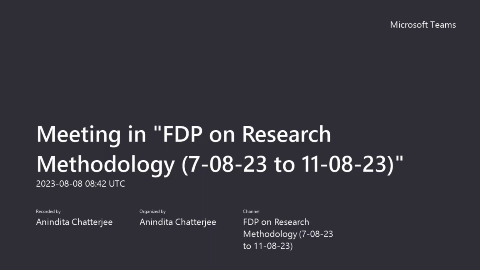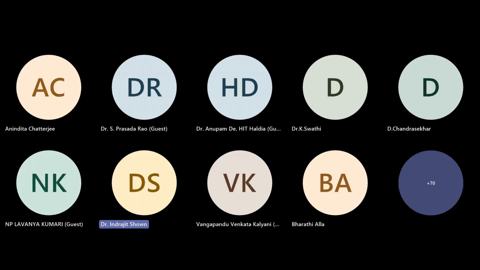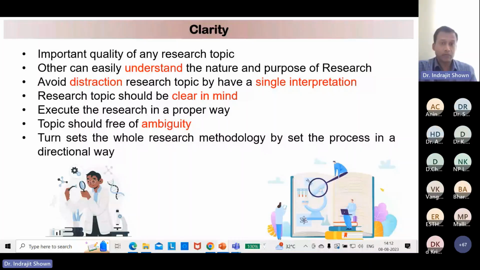Then let's take it one by one. I have to clarify what we should understand by clarity. Basically, clarity is an important quality of any research topic, whatever you can do with chemistry, physics, biology, or any other engineering topic, wherever. Clarity is one of the important parts.